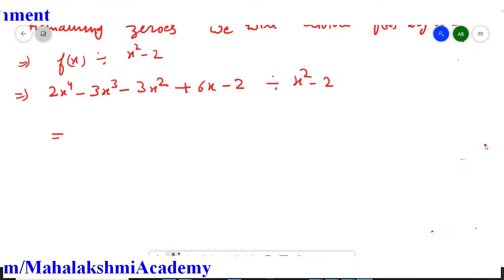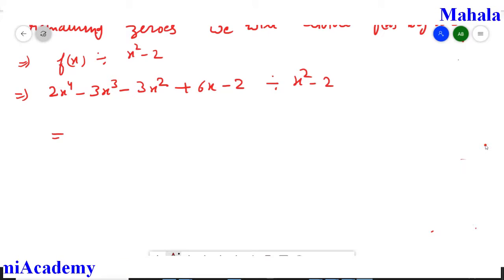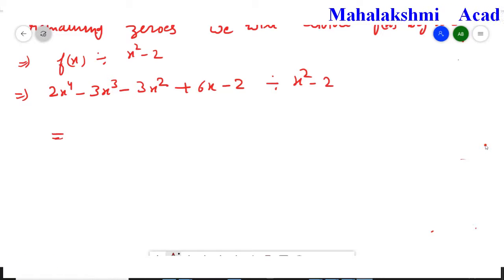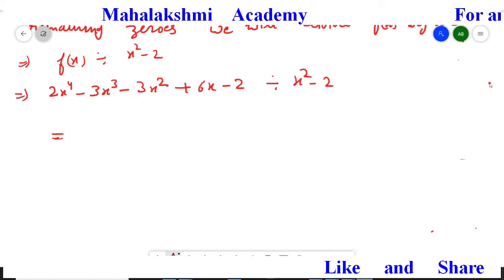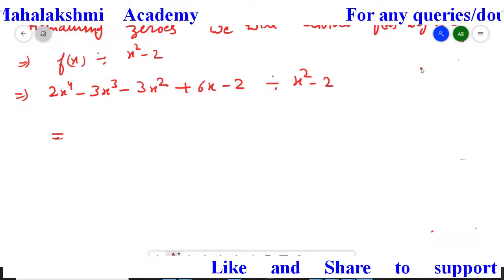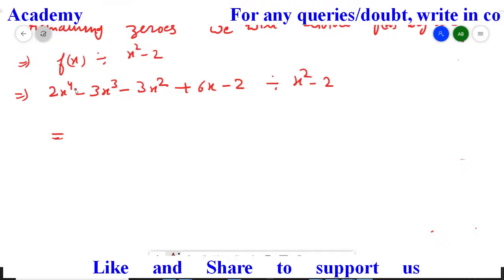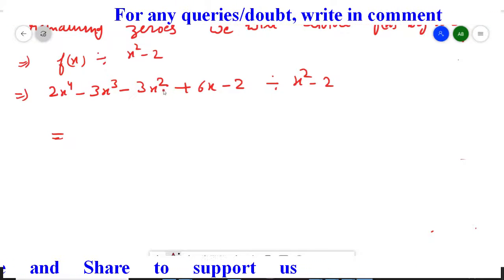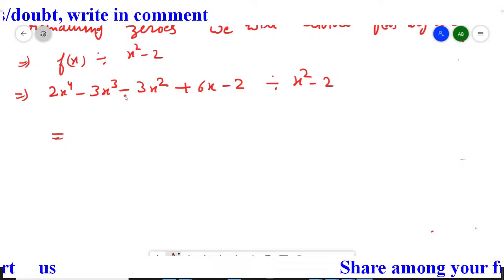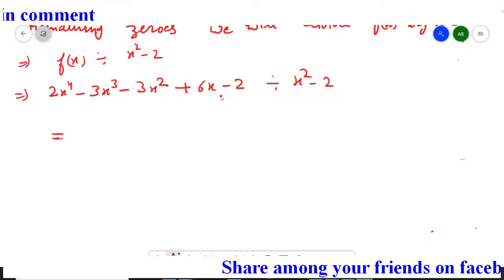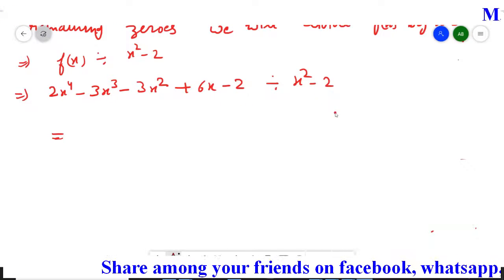As I taught in the first question, in the same way we have to divide the polynomial, and before division we have to check whether the power of the variable is in decreasing order or not. So just see the power: first 4, 3, 2. It is already in descending order, so directly we are going for the division.